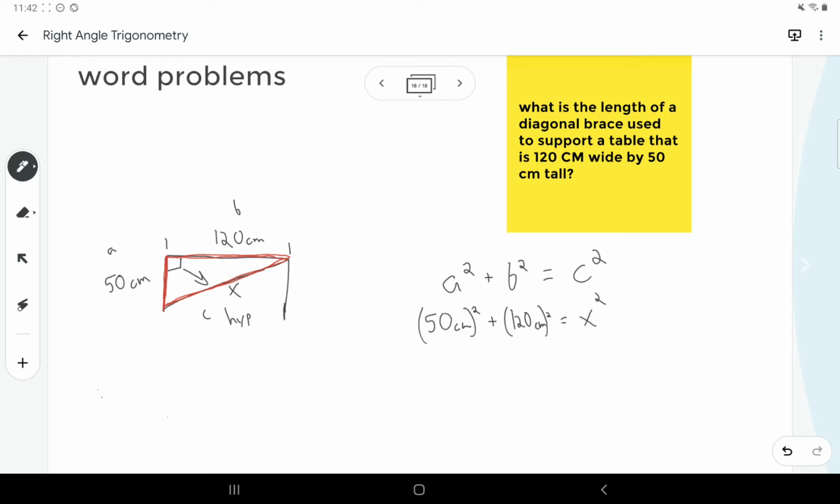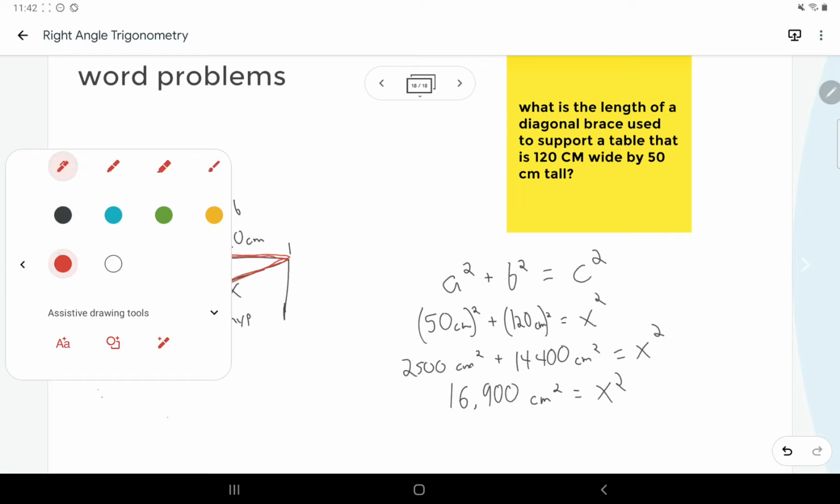Okay, so now we can just complete the math here. So 50 squared, or 50 times 50, is 2,500, and that would be centimeters squared right now, since the unit is squared as well. Then we have 120 times 120, 120 squared there would be 14,400. That would be centimeters squared. And that's still x squared since we have no idea what x is. Okay, so now we're just going to add these together. Pretty simple. We get 16,900. And again, that's centimeters squared equals x squared.